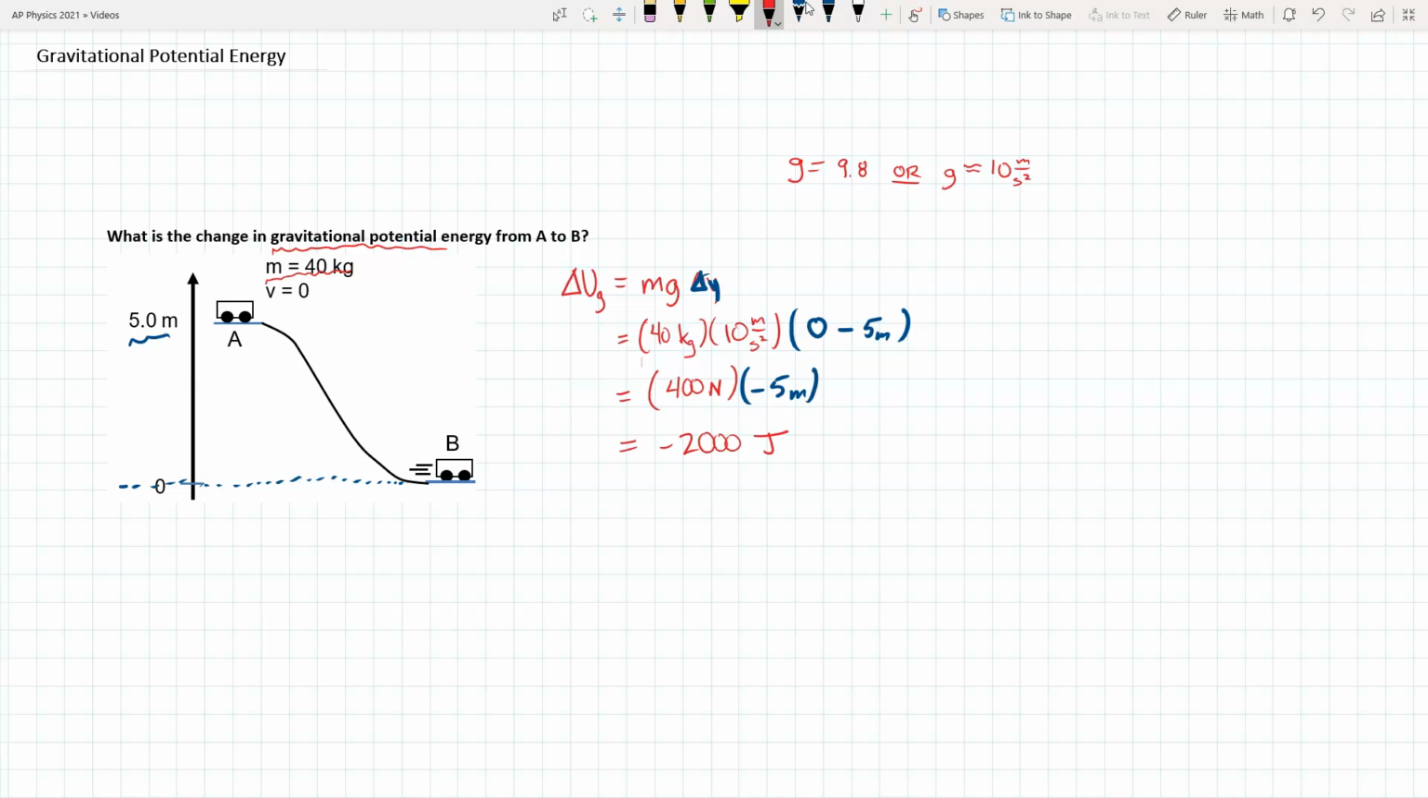The negative right here simply means that energy is leaving the system. This is gravitational potential energy leaving the cart. So that's all that minus means. Remember, that means that it got transferred somewhere else. 2,000 joules of gravitational potential energy has gone out of the cart and into some other form of energy.